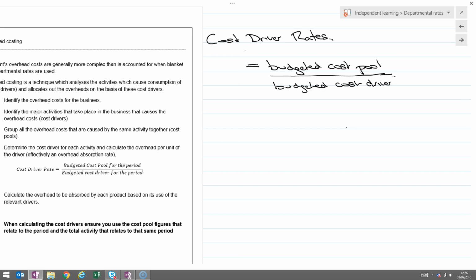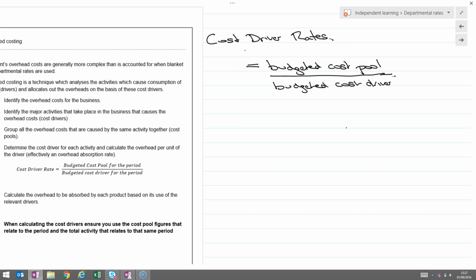That activity could be machine hours, the same as we've seen in overhead absorption rates. It could be number of production runs. It could be number of orders. So one of the big differences between overhead absorption costing and activity-based costing is that activity-based costing is a lot more accurate because it looks at the overheads individually and identifies what caused those overheads and then uses that as a basis for the absorption.